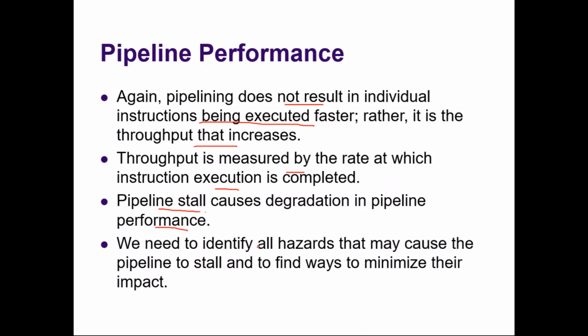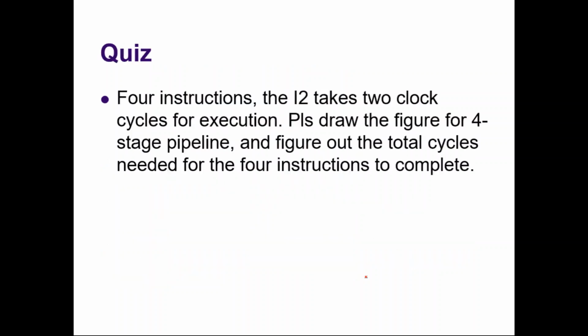We need to identify all hazards that may cause the pipeline to stall and find ways to minimize their impact. There are three types of hazards we have discussed: data hazard, instruction hazard, and structural hazard. We need to identify these hazards and identify ways to minimize the impact of stalls, so that we'll be discussing in the coming lectures.